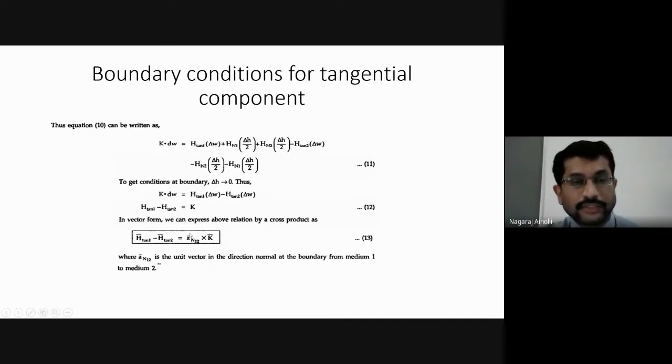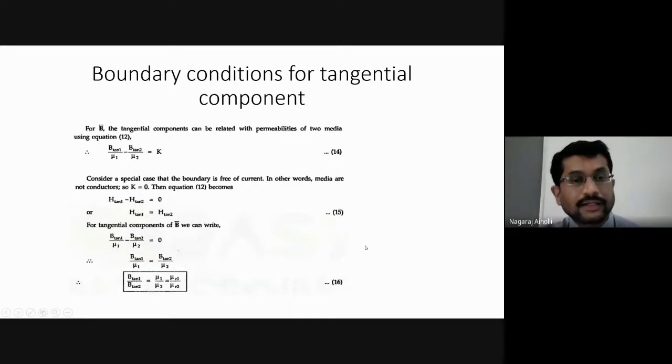In vector form, if we want to express this, we have to write it as H tan 1 minus H tan 2 bar equal to AN12 bar cross product with the K bar, because AN12 is the unit vector in the direction normal to the boundary from medium 1 to medium 2. AN12 is the direction and K bar is the magnitude. K bar is the current, perpendicular to the rectangular surface ABCD. So we have the magnitude and the direction. Okay, take this as equation 13.